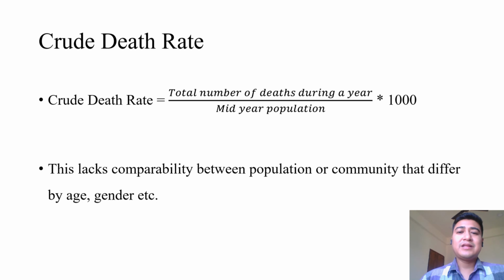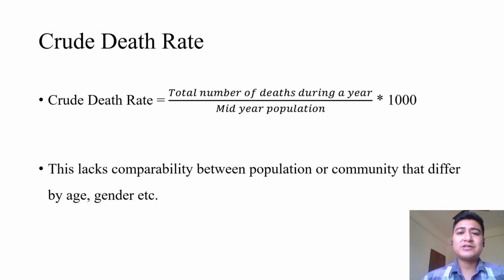Mathematically, crude death rate is calculated by the total number of deaths during a year divided by the mid-year population, and it is multiplied by 1000. Here, in this case, the deaths may be because of any reason. It is not important to know the reason of death. If there is a death, we will take it under consideration in our numerator. In the denominator, we are writing mid-year population.